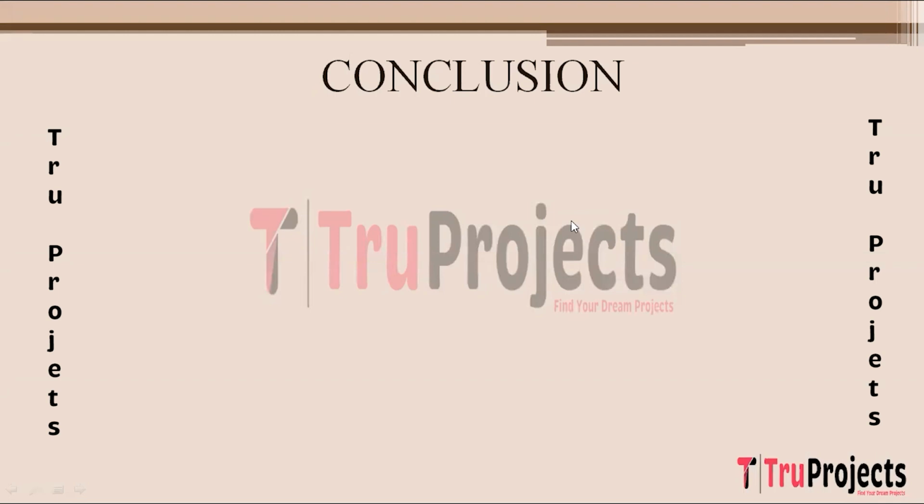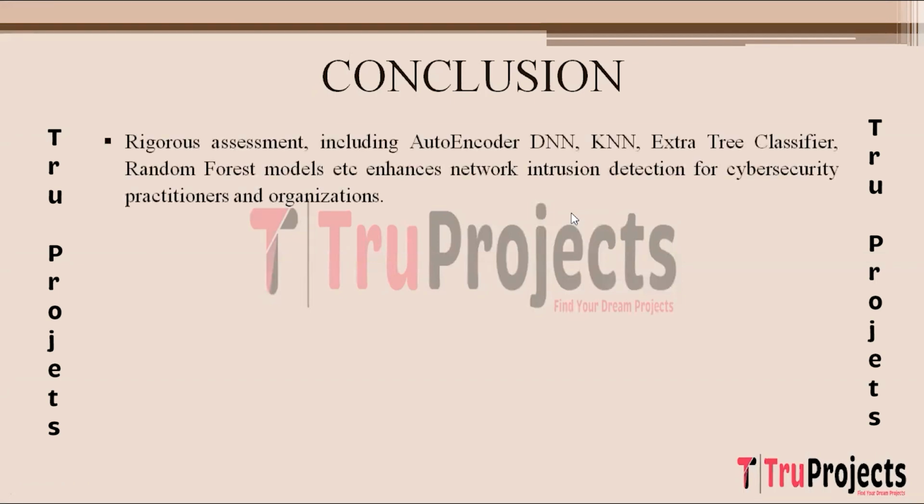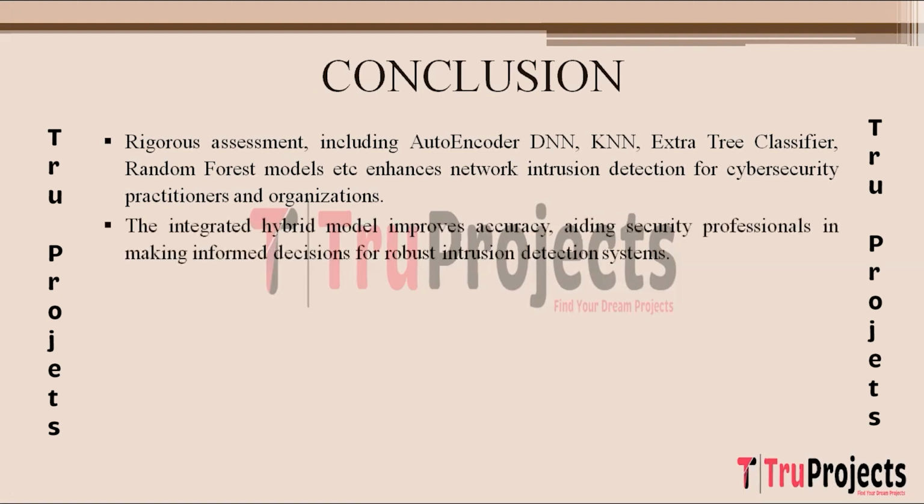So the conclusion here is the project rigorously evaluated diverse machine learning and deep learning models including auto-encoder DNN, decision tree, random forest, KNN and extra tree classifier. This extensive evaluation provides a nuanced understanding of the performance in network intrusion detection. The integration of a hybrid model combining predictions from multiple individual models demonstrated enhanced accuracy and robustness. This synergistic approach contributes to more reliable and accurate predictions, crucial for effective network security.